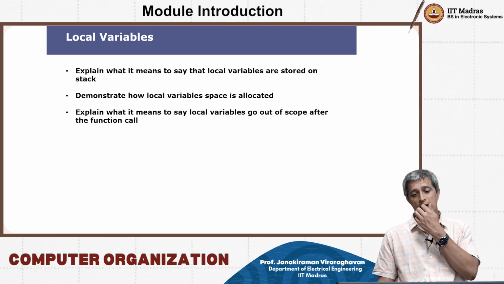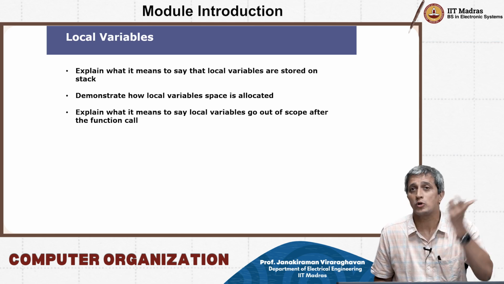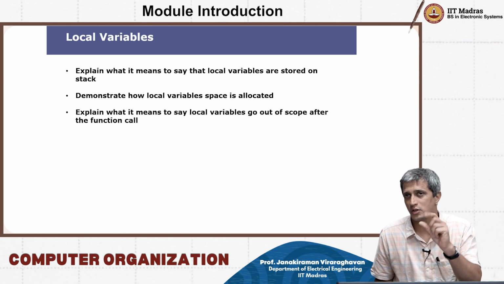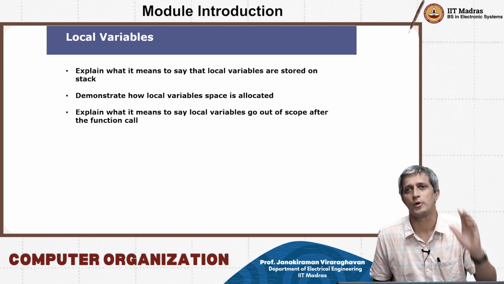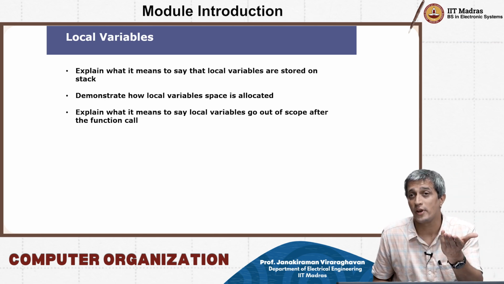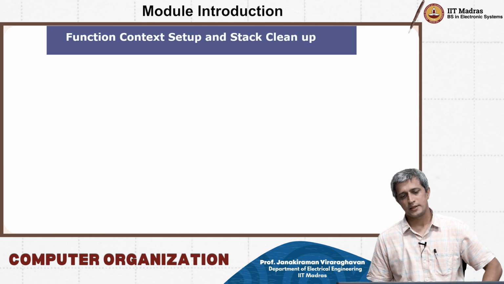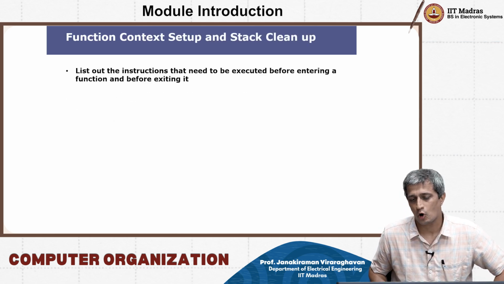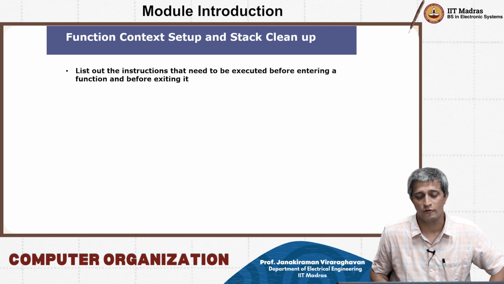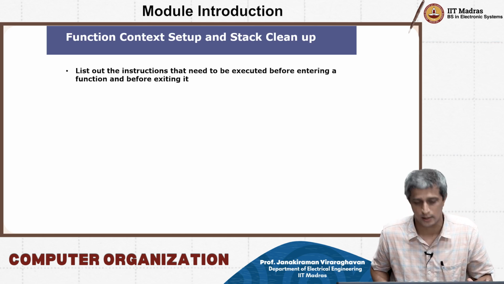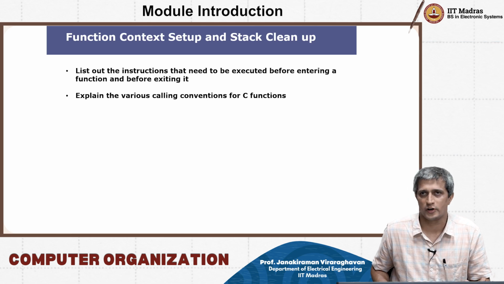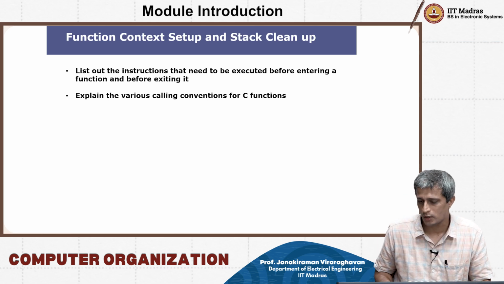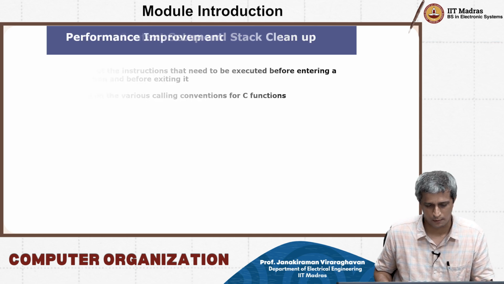Then you should be able to explain what it means to say local variables go out of scope after a function call. You would have heard this concept of scope of a local variable. That is when the function exits, that local variable is gone. What does it mean to say the local variable is gone? That's the idea. Then you should be able to explain function context setup and stack cleanup. You should list out the instructions that need to be executed before entering a function and before exiting it. Okay, you should be able to explain various calling conventions for C functions, right? I'll tell you what these calling conventions are in detail later.